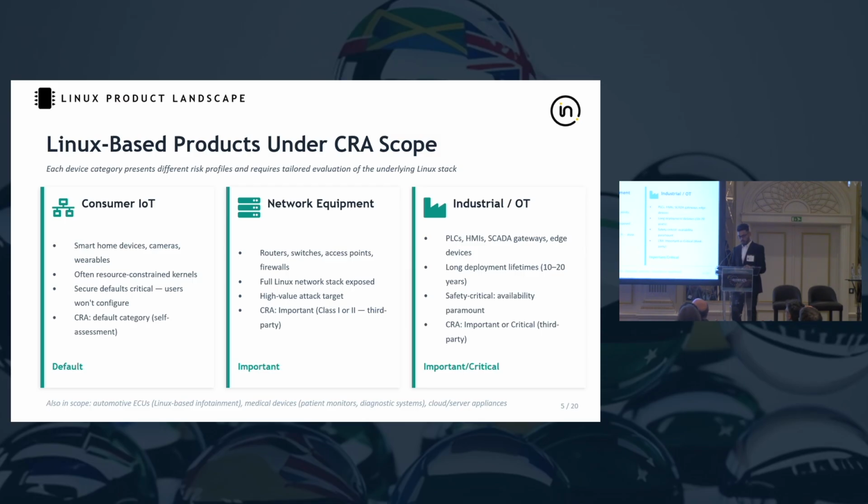So let's come to the reality, right? Linux runs pretty much everything. Linux runs an enormous range of products that are a subject of CRA, and each category represents a different kind of risk. For example, class 1 is say consumer IoT. So smart cameras, your wearables, smart home devices, these are resource-constrained devices which are probably running on limited memory, and users either never have to or they don't have access to configure the security settings on this. So on these kind of devices, your secure defaults are pretty much everything. The good news is that most of these are probably under default category and can self-assess.